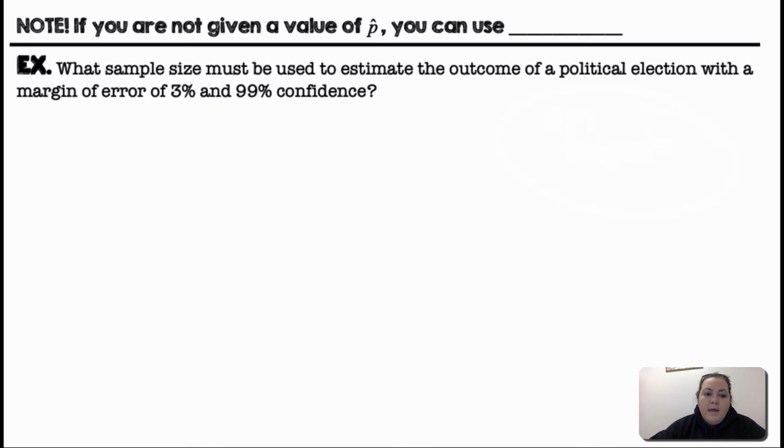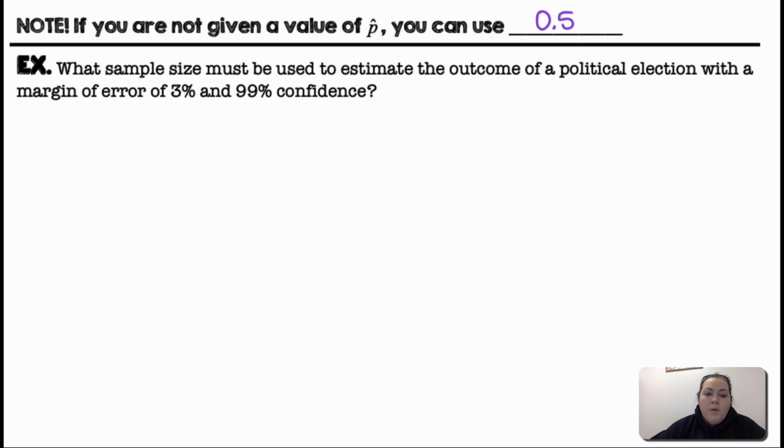If you are not given the value for p hat, then you're going to use 0.5 or 50%. That's going to be the most conservative measure. It's going to give you maybe a little bit larger of a sample size, but it'll make sure that your margin of error still works.